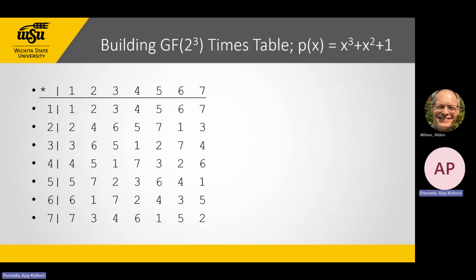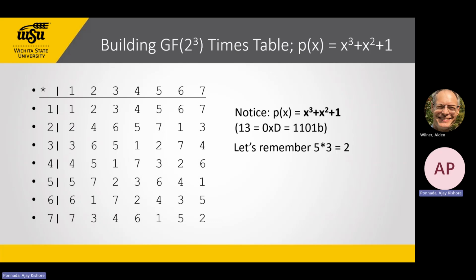Building the Galois field 2 power 3 times table using a primitive polynomial x cube plus x square plus 1. We have just discussed in the last lecture how to build the table. It's simple: x cube plus x square plus 1, just substitute 2 in place of x, 2 cube plus 2 square plus 1, 13. That's denoted in binary and hexadecimal. So let's remember, 5 times 3, 3 times 5 is 2.